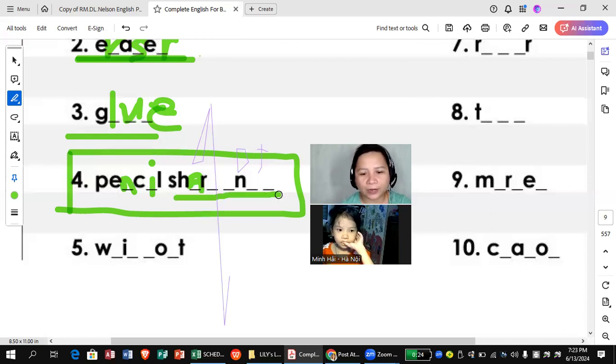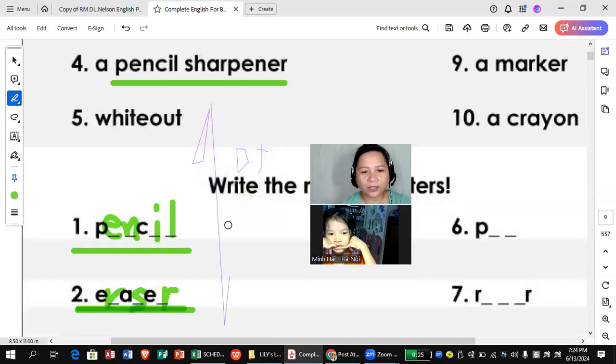Okay, sharpener. How to spell the sharpener? S, H, A, R, P, E, N, E, R. Okay, how about number 5?